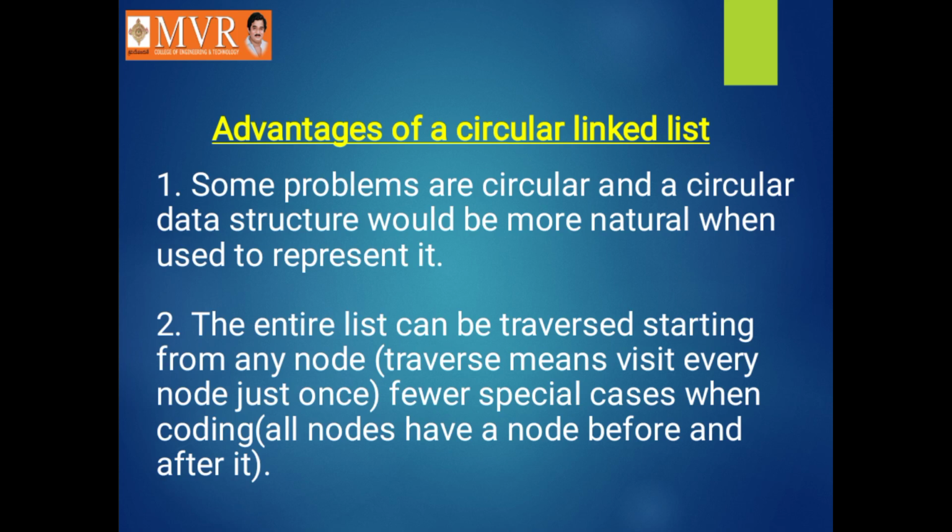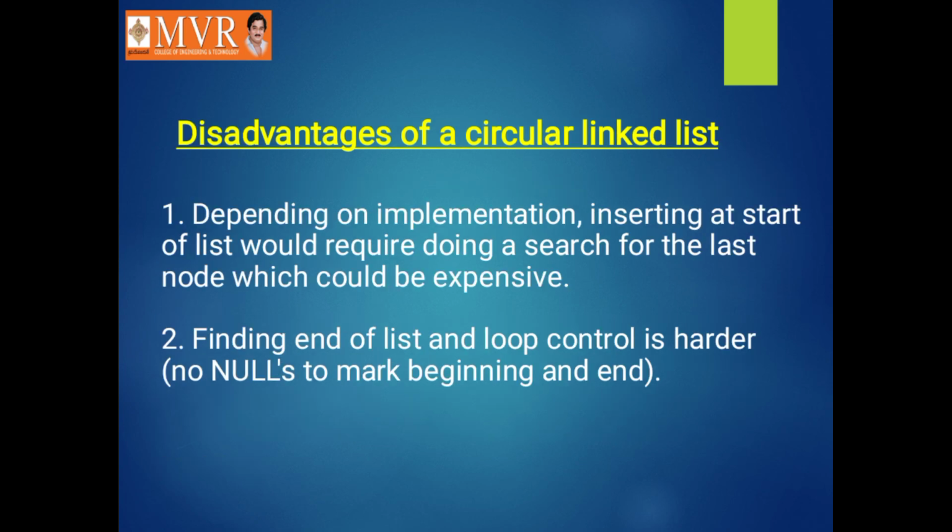Okay, without starting from the header node, we can start from any node and traverse all the nodes. Traversing means nothing but visiting all the nodes in the linked list once. In a single linked list or double linked list, we start from the header node and end the traversing. But in this circular linked list, we can start at any position and end the traversing.